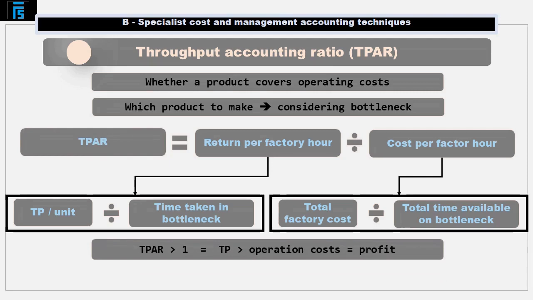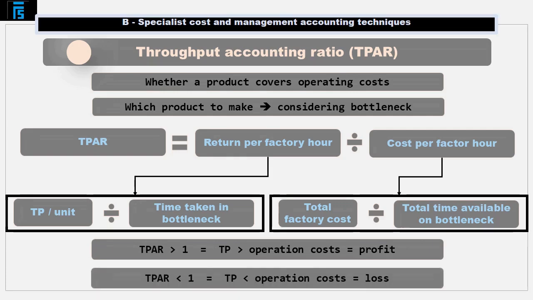If the throughput accounting ratio is greater than 1, then throughput is greater than operating costs, and a profit will be made. If the throughput accounting ratio is less than 1, then operating costs are higher than throughput and a loss is made. Clearly, where a loss is made, we would not want to make this product. Where more than one product has a throughput accounting ratio of greater than 1, then products would be ranked from the highest ratio to the lowest, and the production plan would be based on this ranking.